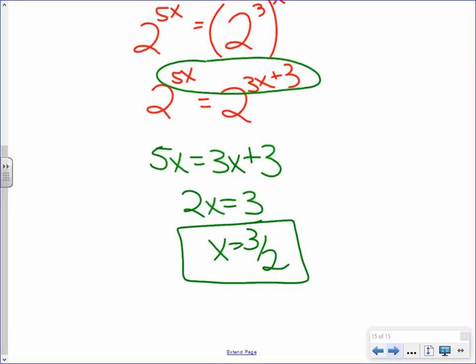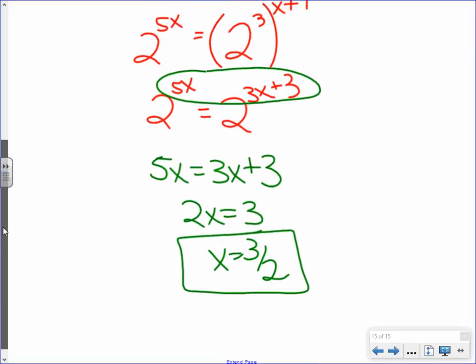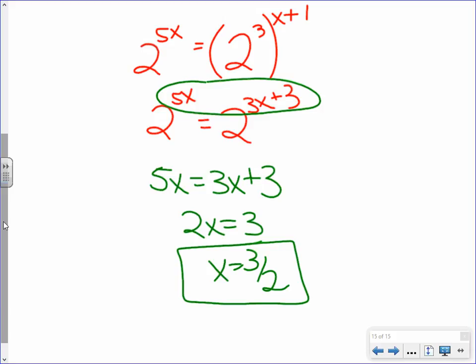Questions on how we did any of that? Yes. Will you give us a problem where you can't do that? Not until after we learn logarithms. But the problems that you will see this evening, you will be able to write them in similar bases.